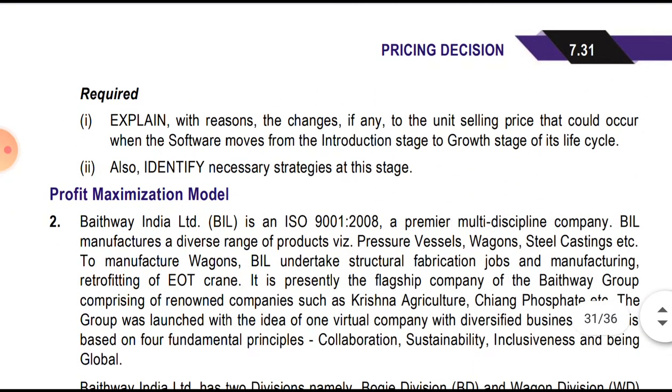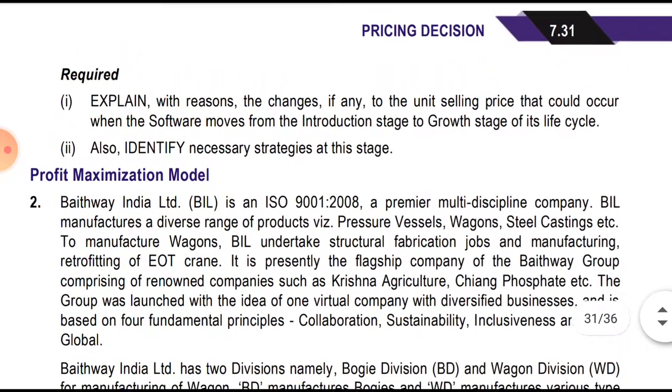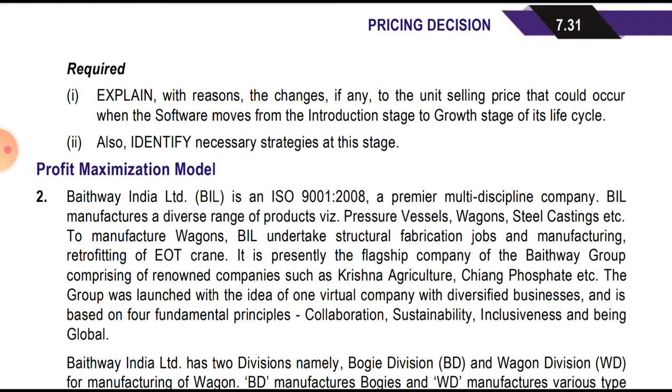Okay, so what is the required part? Explain with the reasons the changes, if any, to the unit selling price that could occur when the software moves from the introduction stage to the growth stage. Simply, when it moves from introduction to the growth stage, to reduce the competition, or to eliminate the competitors, or to create an obstacle for the competitor, what the company will do is reduce the price in the growth stage from the introduction stage.